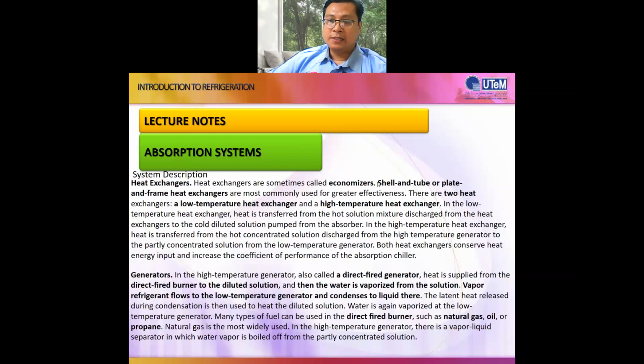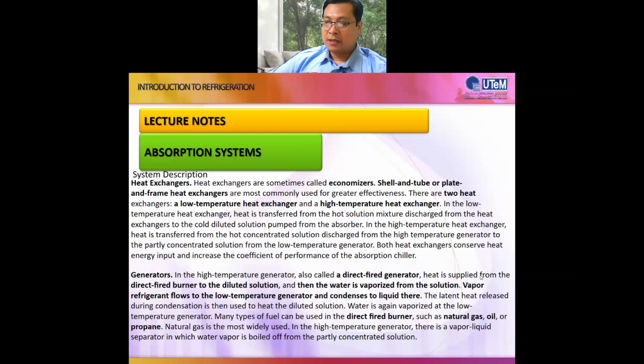So in the heat exchanger, we transform the heat condition or temperature of both fluids in the exchanger.